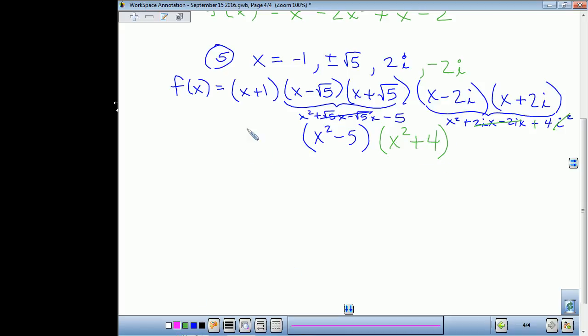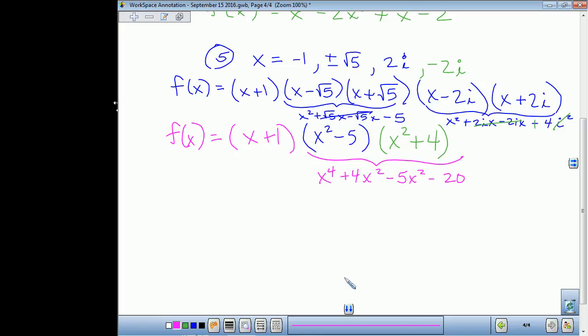And then I got this one I hadn't touched yet. I can only multiply 2 of them, and I'm going to do the ones that look similar. Which ones look similar? The 2 on the right. So that gives me x to the 4th plus 4x squared minus 5x squared minus 20. Which is x to the 4th minus x squared minus 20.